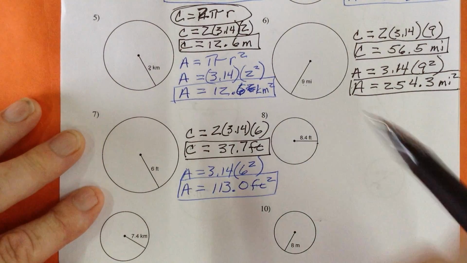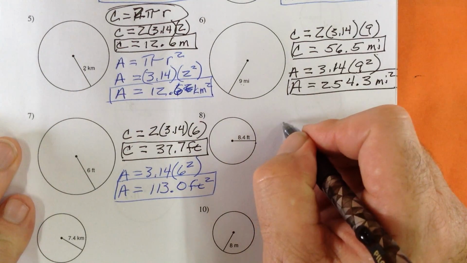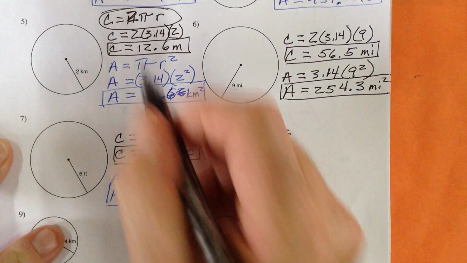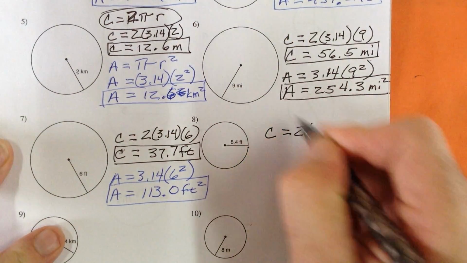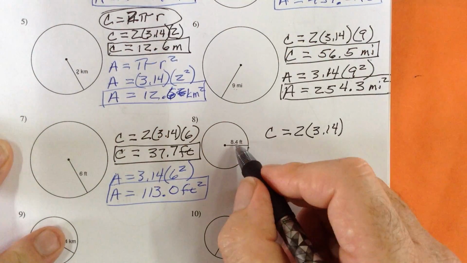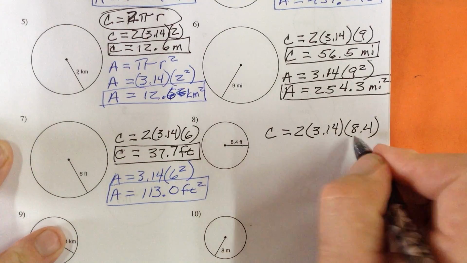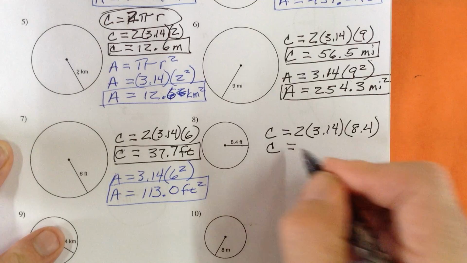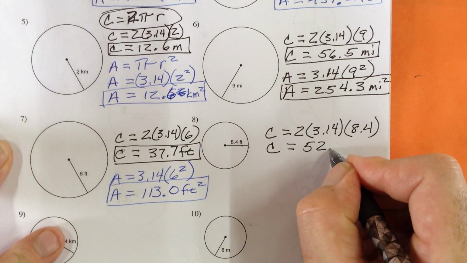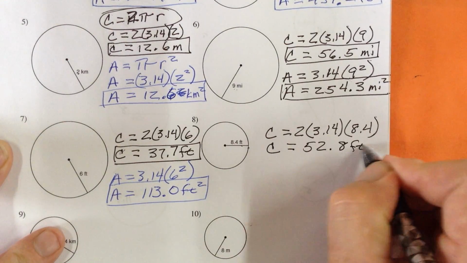Okay, and then number 8, the circumference. So see the formula here is 2 times pi, which is 3.14, times the radius, which is 8.4. You multiply those and I ended up with 52.8 feet.